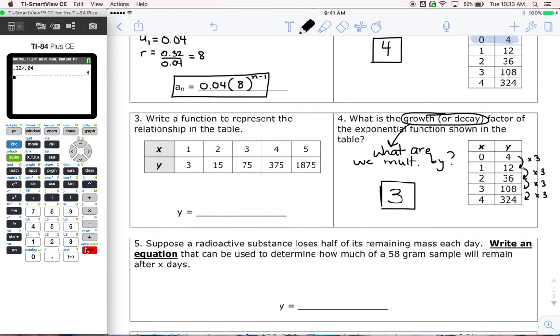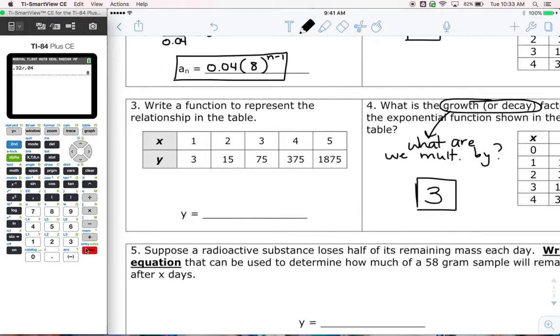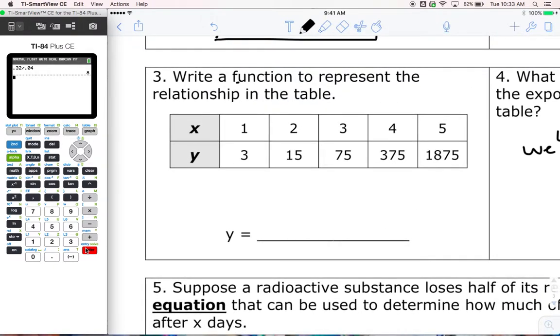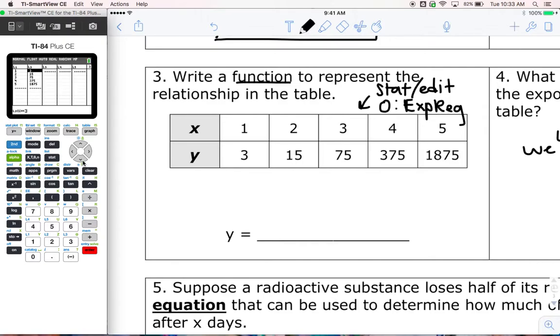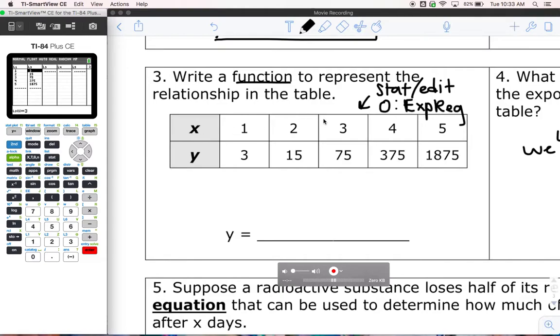Question number 3, we skipped it. We're coming back to it right now. We're going to write a function. Write an equation to represent the relationship in the table. Guys, you got a table. Please make sure you do stat edit. Since this test is on exponentials, you're going to choose option 0, which says ExpReg, exponential functions. So in our calculator, we're going to go to stat edit, and you can see that I've already typed in the numbers to my table. I took these numbers here, the x's, this is L1, the y's are L2.